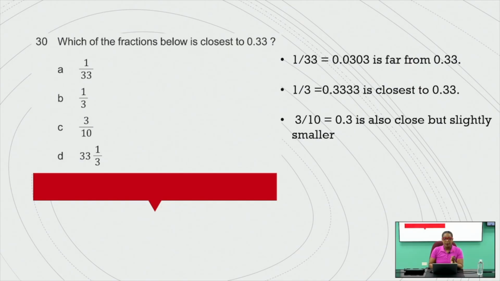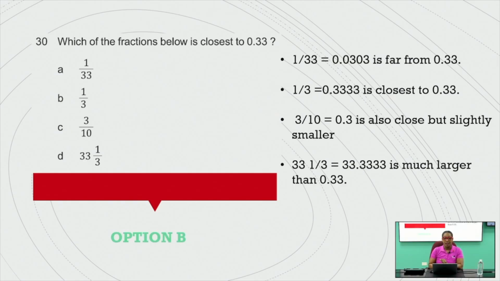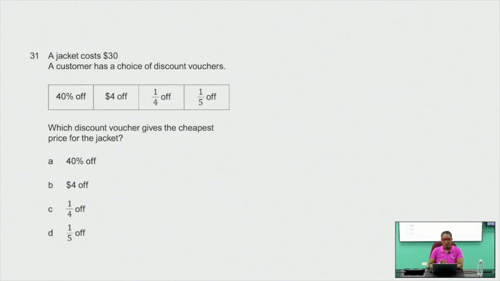3/10, it's 0.3. And that's slightly close, but not as close as 1/3. And then we have 33 and 1/3. Now this is way off. So this is way too large to be the closest. So the question did ask for the closest. So that would be option B. All right? And we move on to question 31.